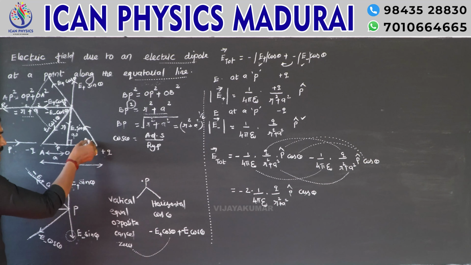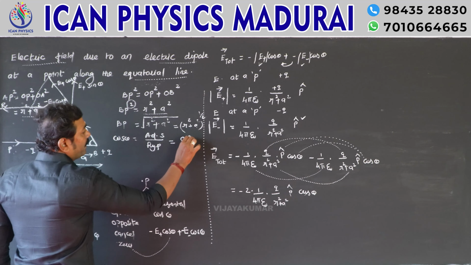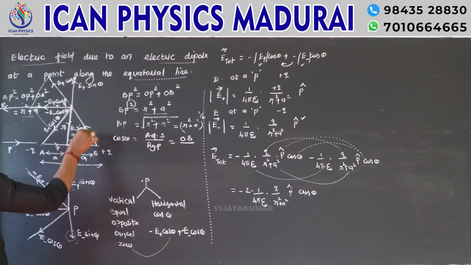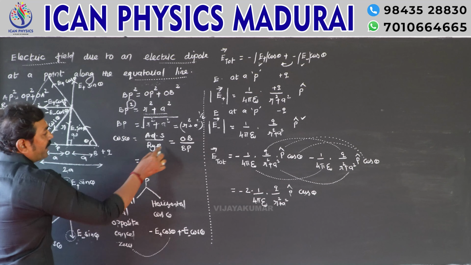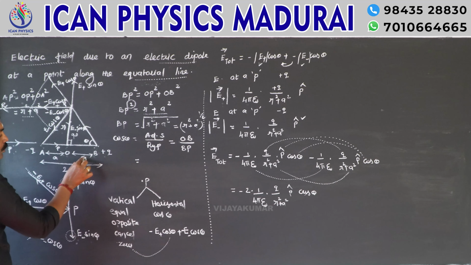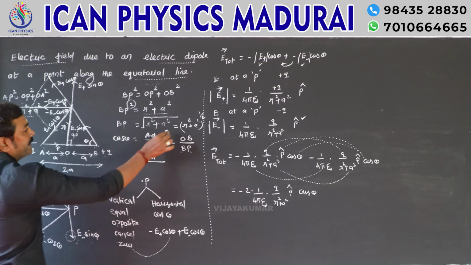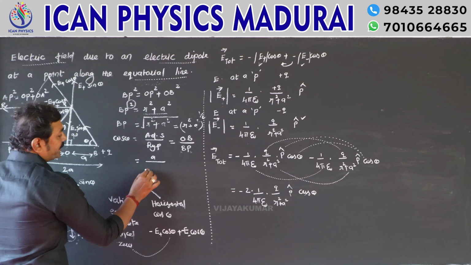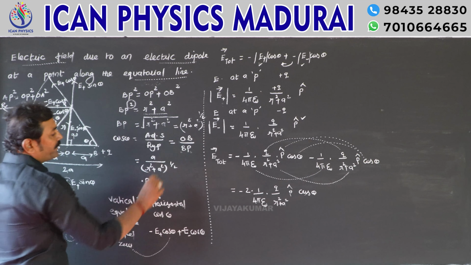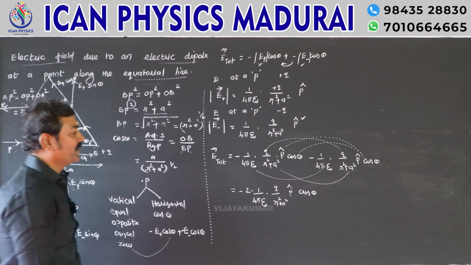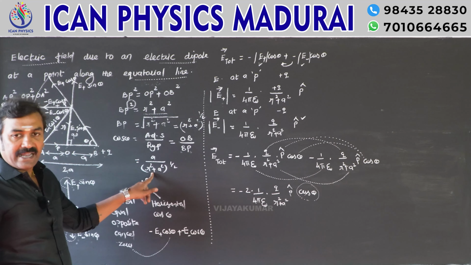The adjacent side to theta is OB, and the hypotenuse is BP, that is B to P. So what is the value of O to B? O to B is a, divided by B to P, which is r squared plus a squared power 1 by 2. That's the value of cos theta, so instead of cos theta we can substitute this value.